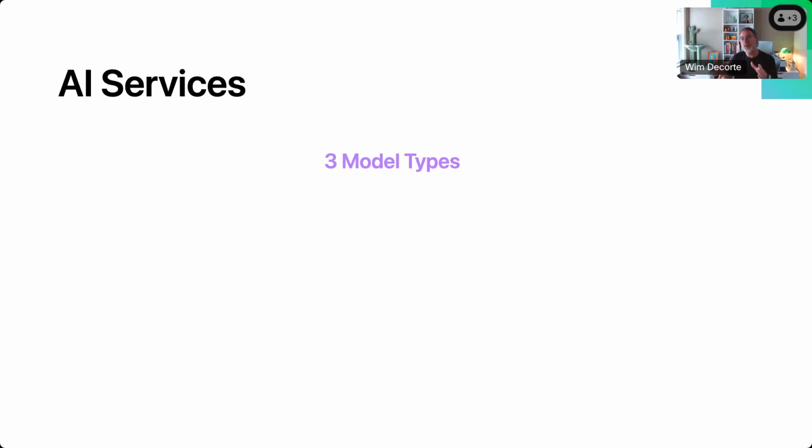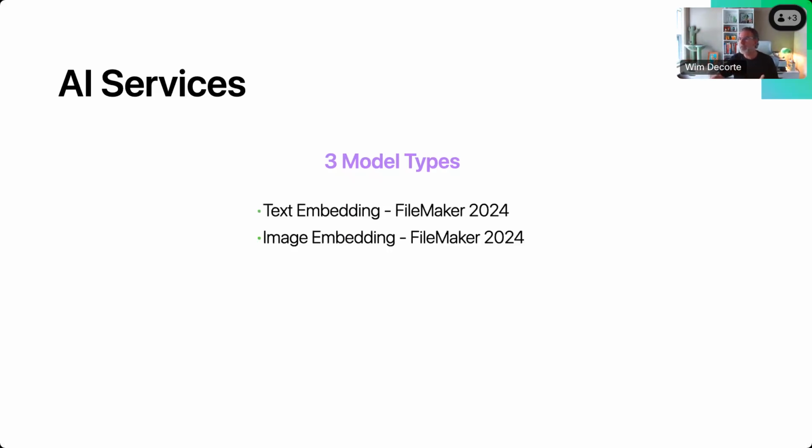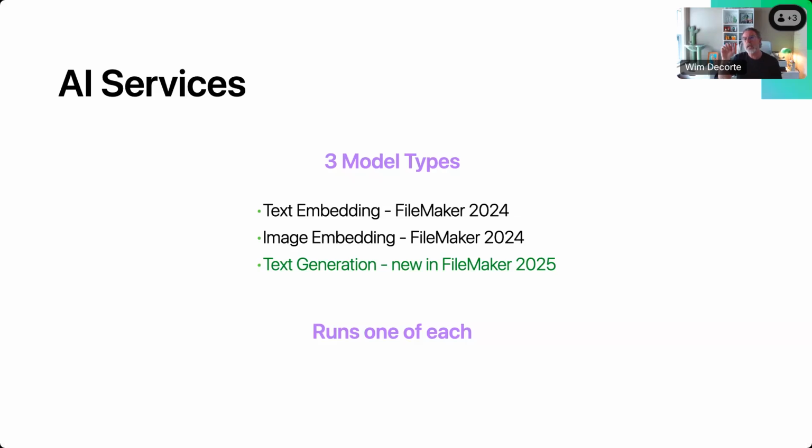But out of the box, AI services as configured on a single installation of the AI services can host 3 model types. We've had the text embedding and image embedding. Ronnie already talked about this, so these are not new. We've had this since FileMaker 2024. New in 2025 is the fact that we have support for text generation models. And this is the answer to the question, really. So AI services as configured can run 1 model of each type, not multiple models of the same type. It'll become a little more clear as I show you an actual AI services admin console, but yeah, short answer is no.